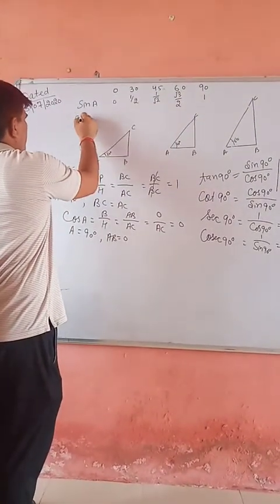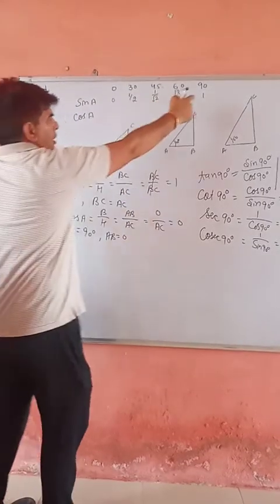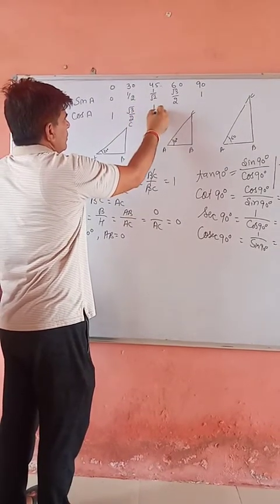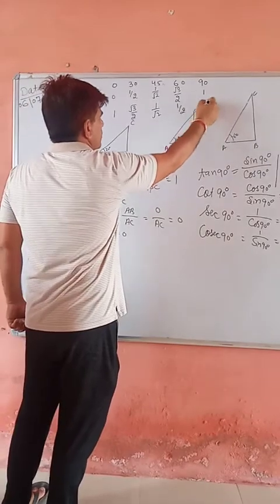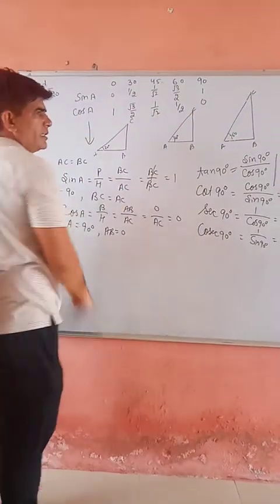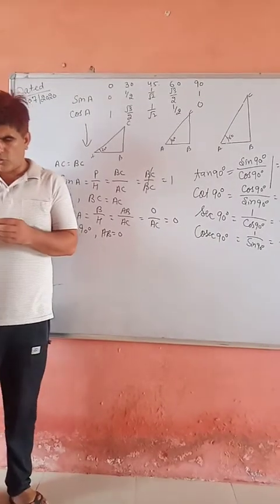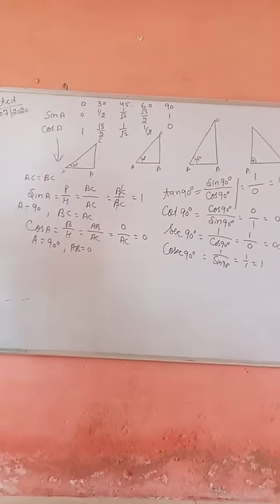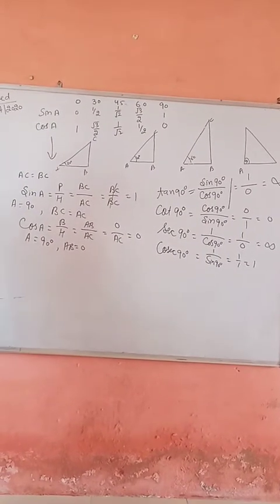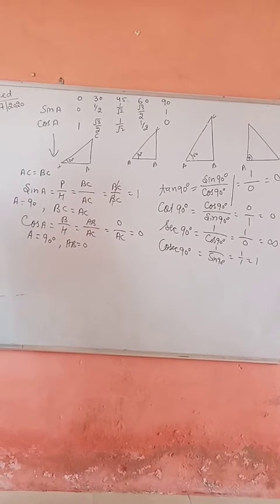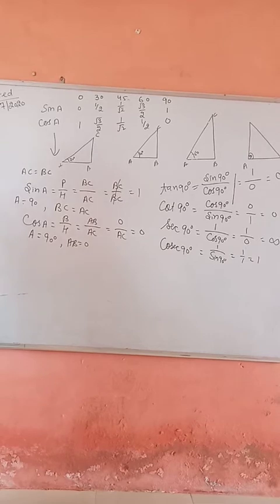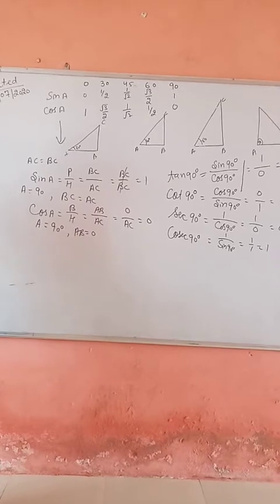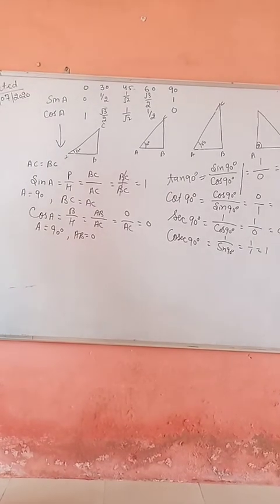Cos of A, start from here: 1, root 3 by 2, 1 by root 2, 1 by 2. After this, the remaining you can easily find out, because all remaining trigonometric ratios are in the form of these two. So, example number 6, example number 7, you can try to solve these exercises also. Otherwise, tomorrow we can discuss this.